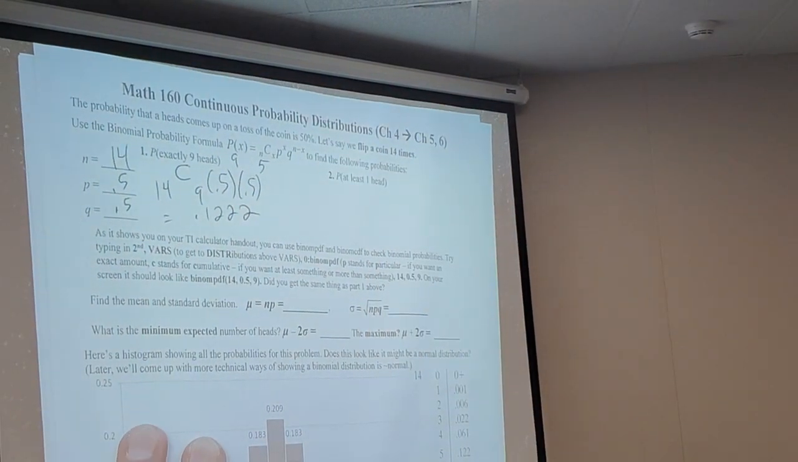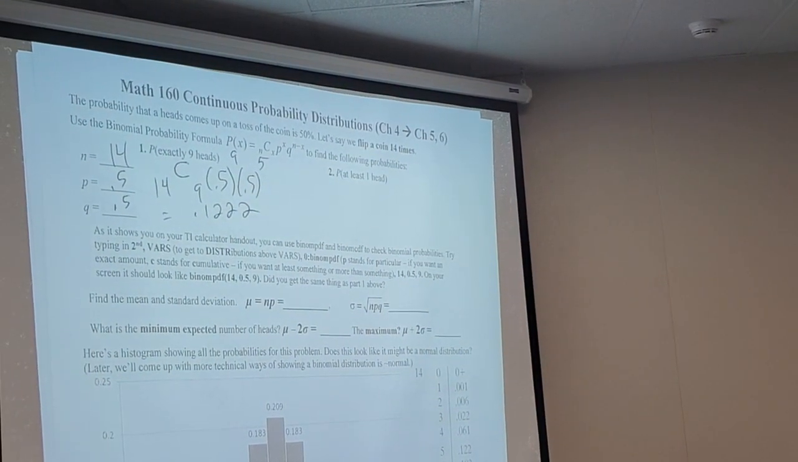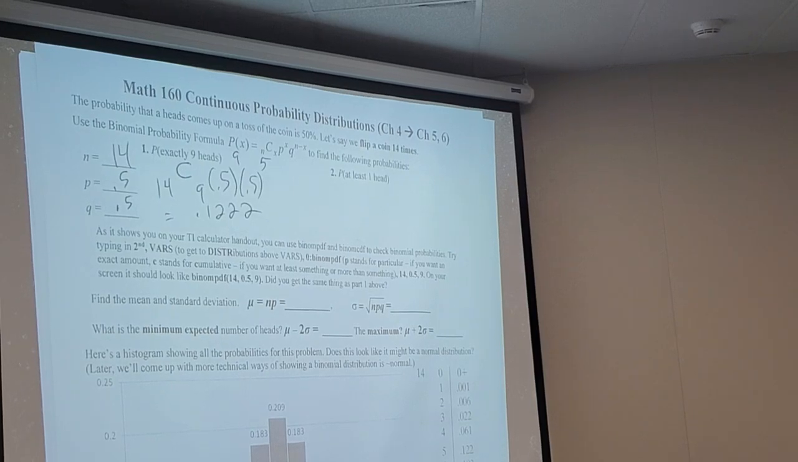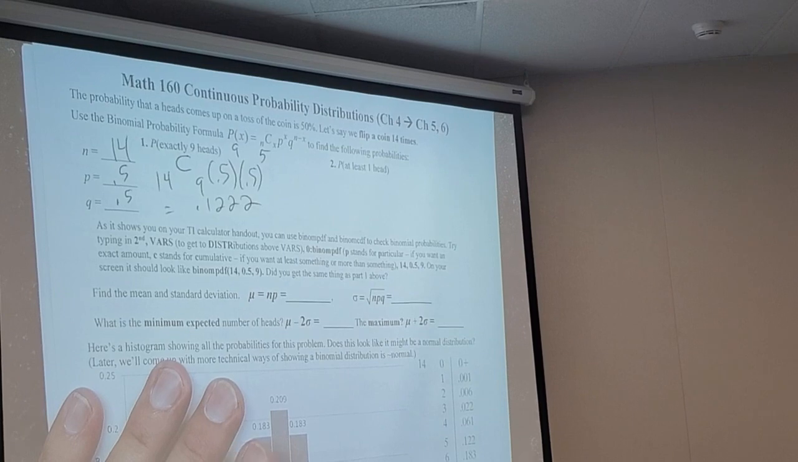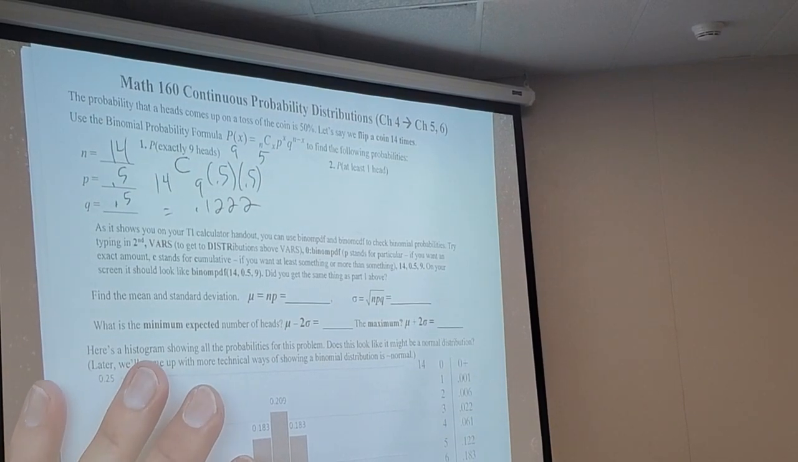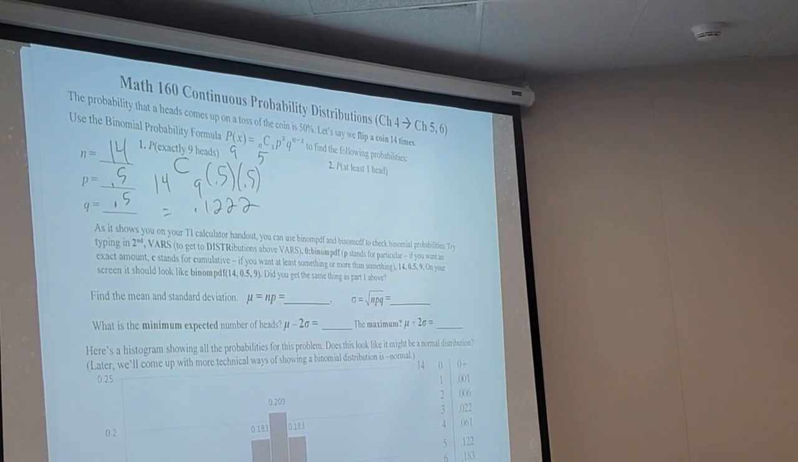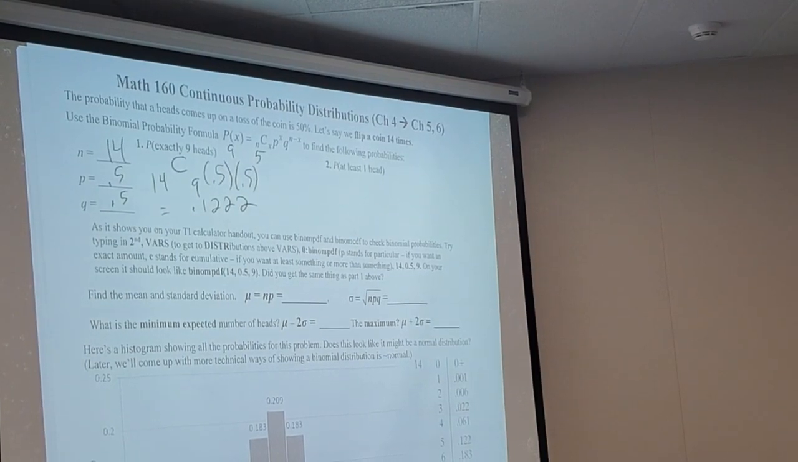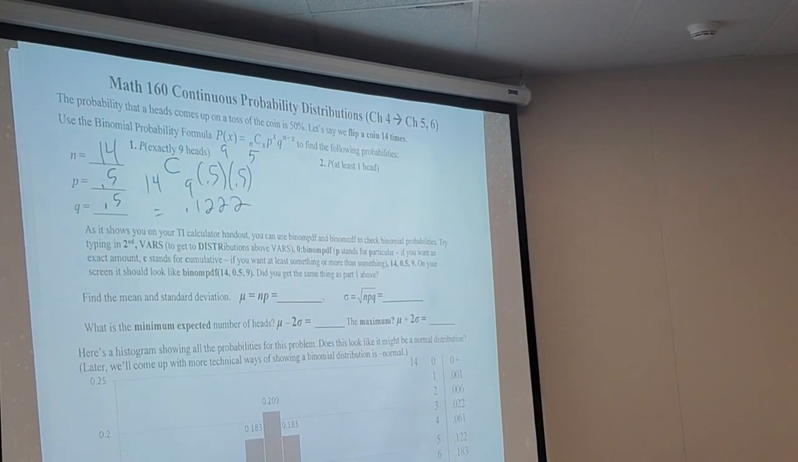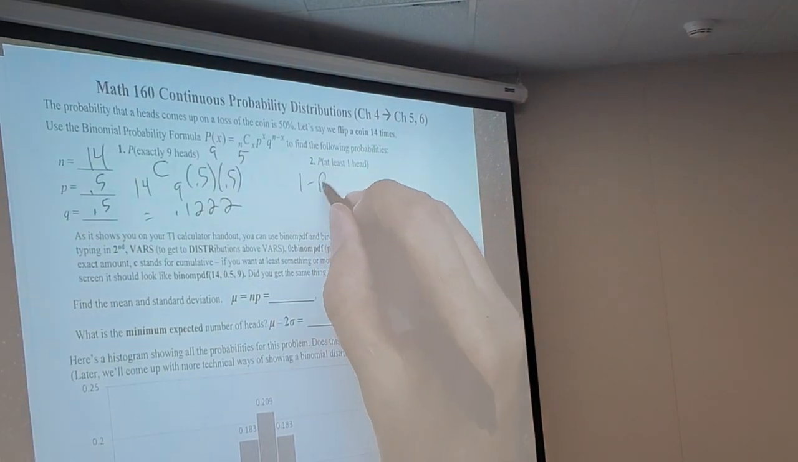What's the little consideration you have to do there? Way too many people just put a 1 in and they're done. What does at least one mean? At least one directly means 1, 2, 3, 4, up to 14. I'm not going to do that because I'd have to do the formula for each one of those. So I'm going to do 1 minus none, right?